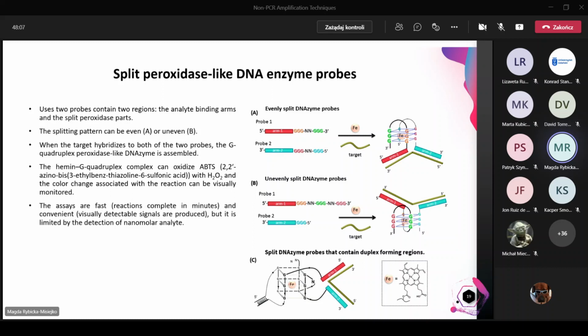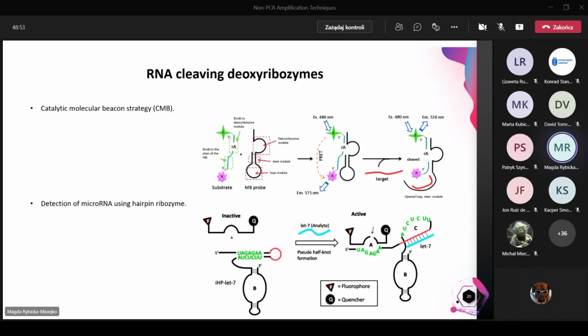It has been reported that the introduction of a stem-loop or loop-stem-loop motif connecting the G-tracts can effectively reduce the background noise, and sub-nanomolar targets could be detected. These split peroxidase-like DNA enzyme probe assays were applied for the detection of PCR amplified DNA from Salmonella or Mycobacterium. This assay is fast and convenient, but it's also limited to the detection of nanomolar analyte. Several strategies for DNA or RNA detection use either ribozymes or RNA-cleaving DNA enzymes.